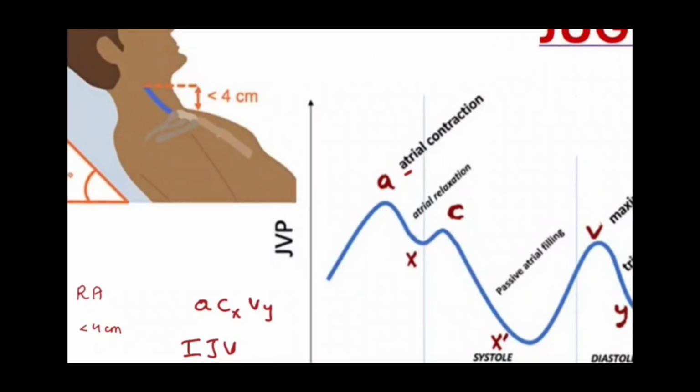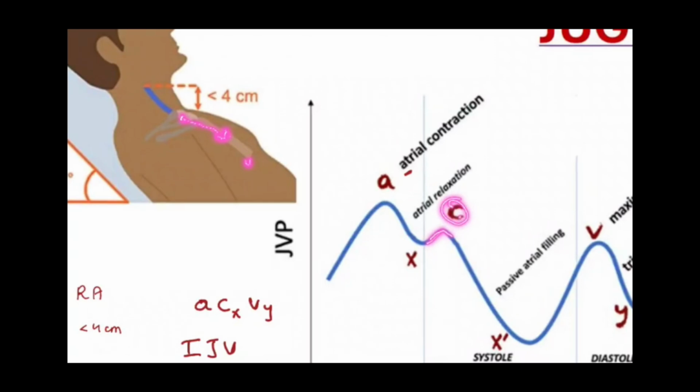Then what happens? After relaxation, the tricuspid valve which was open now closes. Okay, the tricuspid valve closes because the ventricle is beginning the systole, so that's why the tricuspid valve closes, and this closure will lead to some amount of blood, a mild backward flow into the jugular vein, and this will create only some ascent. Okay, and that is the C wave.